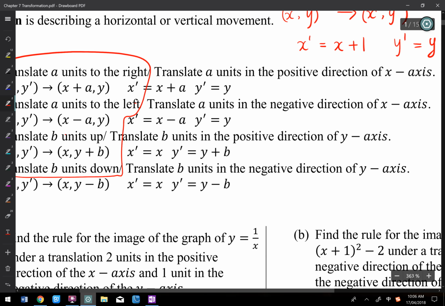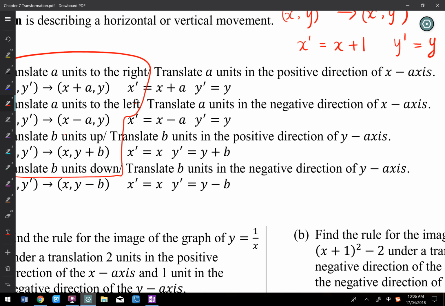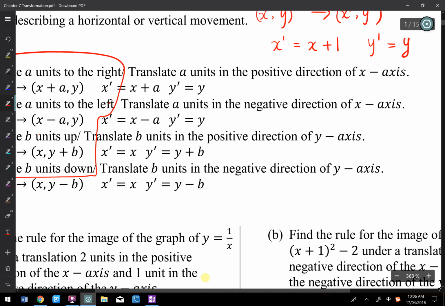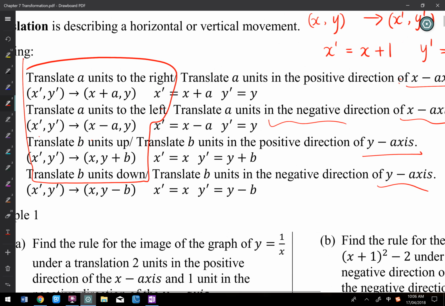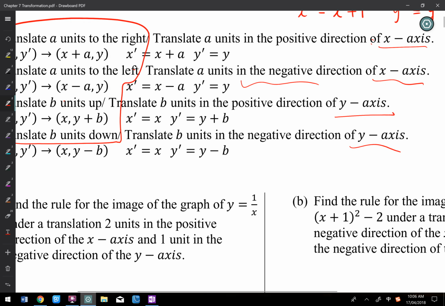The second type is more textbook-like and paper-like. When you see this, you need to know what that means: translate A units in the positive direction of the x-axis or y-axis, or translate in the negative direction of the x-axis and y-axis. So it's the same as moving left, right, up, and down. The second type is more for textbooks or exam papers. They like to write in this official way, using a longer sentence to describe it. So you need to know what that means.